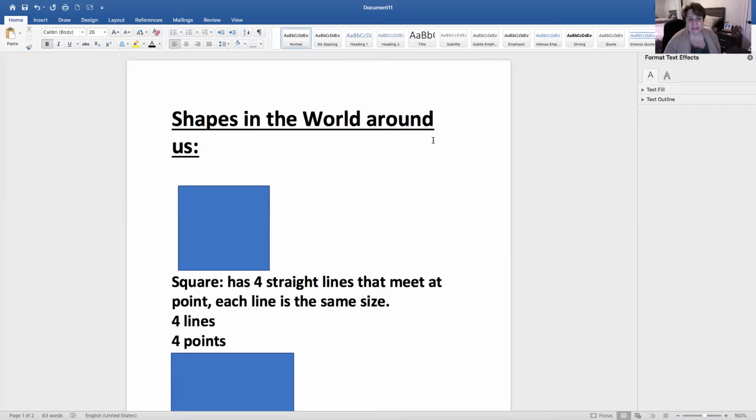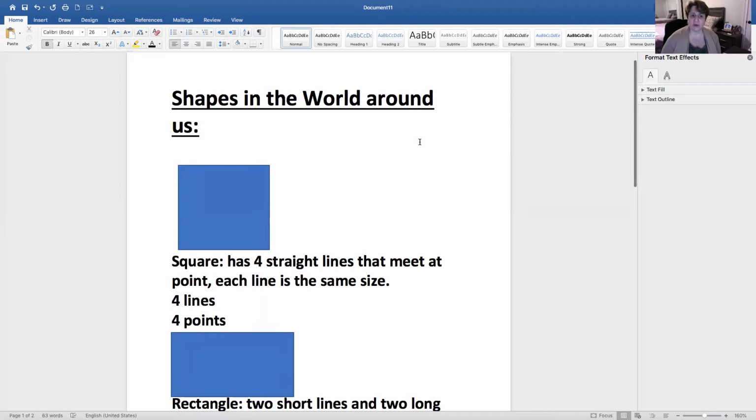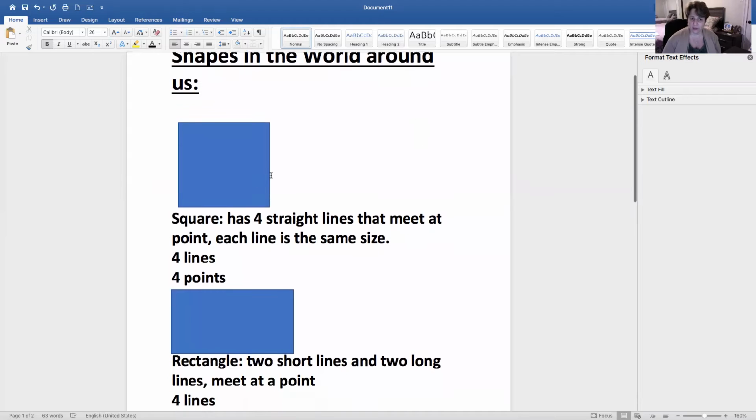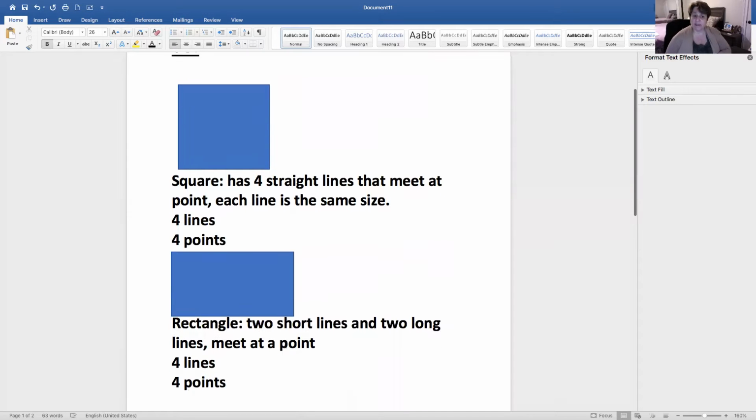So today we are going to learn about shapes in the world around us. Could you see what I have up here on the screen? These are the shapes that we're going to talk about today. The first one is a square. A square has 4 straight lines that meet at a point. 1, 2, 3, 4. And each of those lines meet in a corner called a point. 4 lines, 4 points.